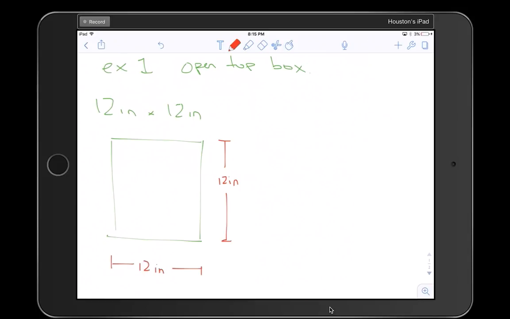Again, we're going to cut out the corners and fold up the sides. And what I want to know is, what size should our cutout corners be in order to maximize the amount that the box can hold?